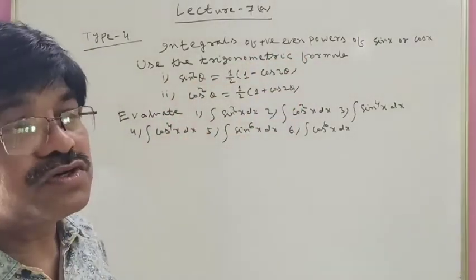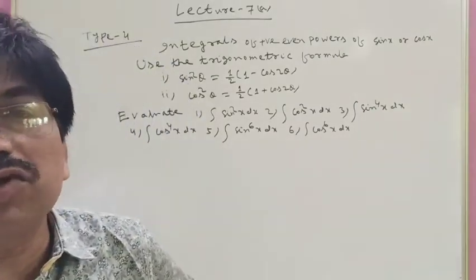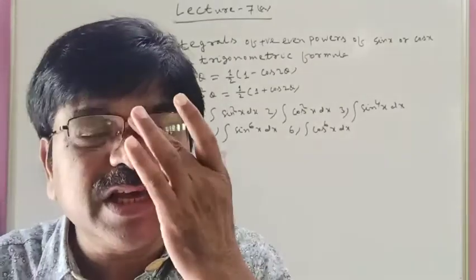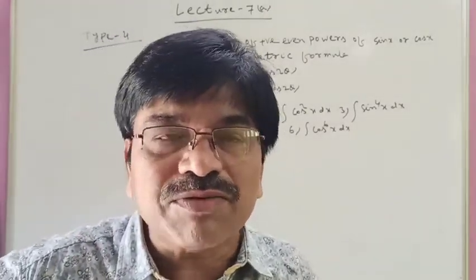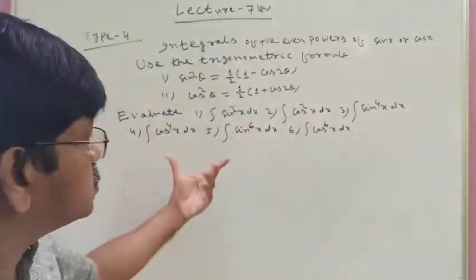If the power of sin x or cos x is positive even, then use the trigonometry formula: sin square theta is equal to half into 1 minus cos 2 theta, and cos square theta is equal to half into 1 plus cos 2 theta. After using those two formulas, you can solve the questions. So let us solve some questions.